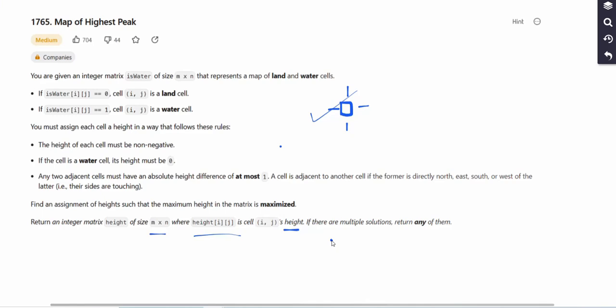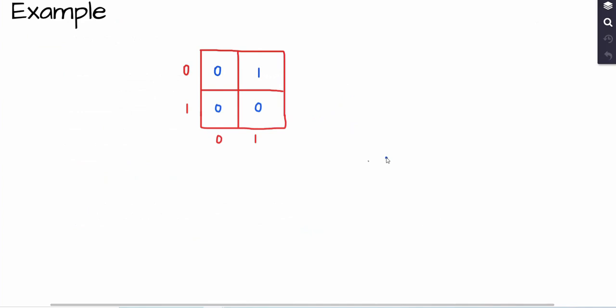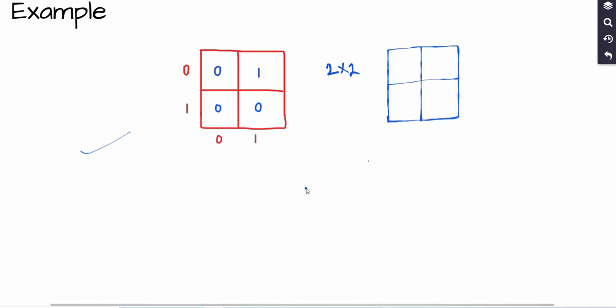So let's better understand the problem statement using an example. So let's take this example. We have a matrix of dimensions 2 cross 2. The cells containing 1 represent the water cells and the cells containing 0 represent the land cells. So for this input matrix isWater, we have to return a corresponding matrix height, where each cell of this answer matrix or height matrix represents the height for that particular cell. And we are given that all the cells which are water cells have height of 0.